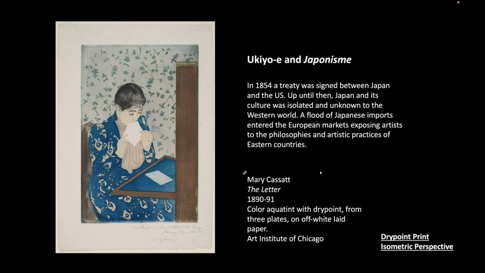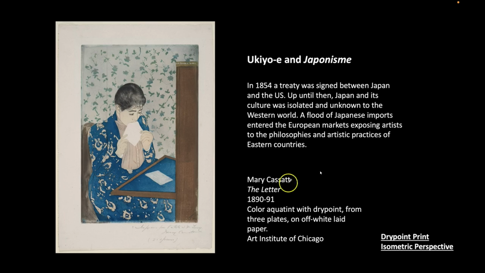So in 1854, a treaty was signed between Japan and the US. And up until then, Japan and its culture was fairly isolated from the Western world, like I said. But as soon as the markets were opened up, if we're thinking about Europe, there was a flood of these ukiyo-e prints coming into the market and being exhibited in exhibitions. And so this is the first time that European artists were exposed to this type of printing, this type of image.